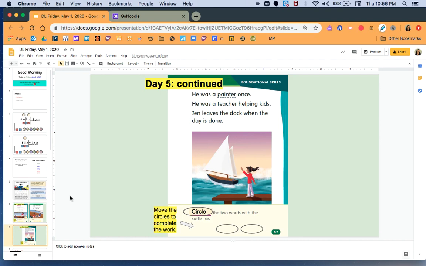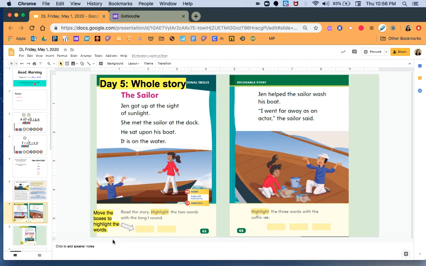Now remember that ER and the OR at the end a lot of times is a suffix that's meant to be one who does something. Okay, so we'll have to see if we can find any of those suffixes at the end. So it says, read the story and highlight the two words that make the long I sound. The I. When I get to it, you stop me. Ready? The sailor. Jen got up at the sight of, you're right. Sight is one of our words. Of sunlight. Oh, there's my other one. Sunlight's a compound word. Two words that are put together.